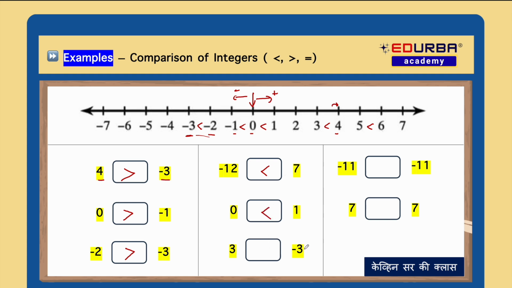Here we have 3 and -3. So we know that 3 will be on the right side, -3 will be on the left side. So 3 will be greater. Here we have -11 and -11. Both are equal. Here also we have 7 and 7. That means both are equal. So as long as you understand that any number which is on the right side is always greater than the left side number, it will be easy to compare the numbers.